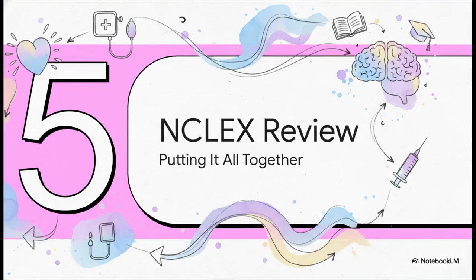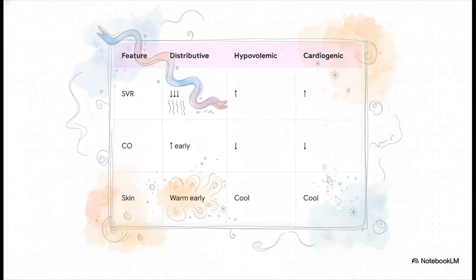Okay, take a breath. We have flown through a ton of information, so now let's lock it all in. This is where we pull out the absolute highest yield facts that you have to know for your exam. This little chart right here is your best friend for exam questions that ask you to tell the difference between shock types. Just look at how much distributive shock stands out. It's the only one with a super low SVR, and it's the only one that starts out with that warm skin. Those are the dead giveaways.